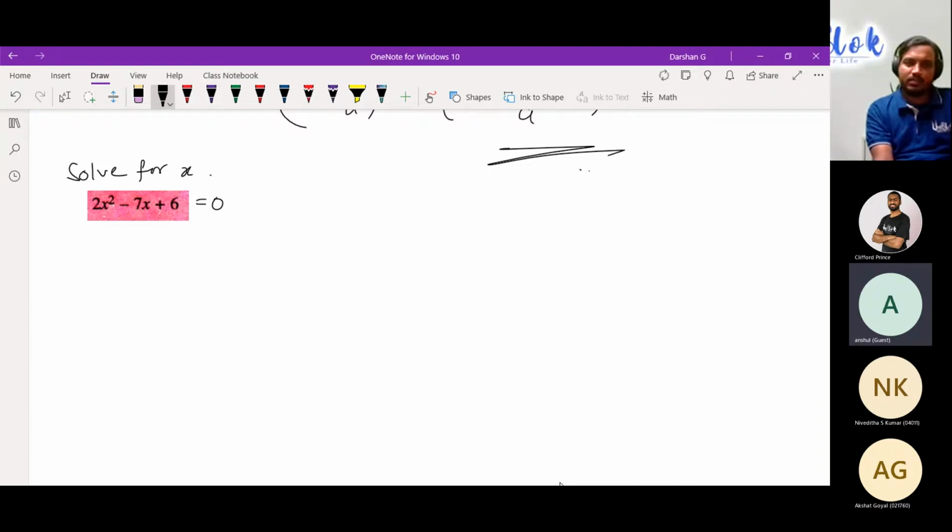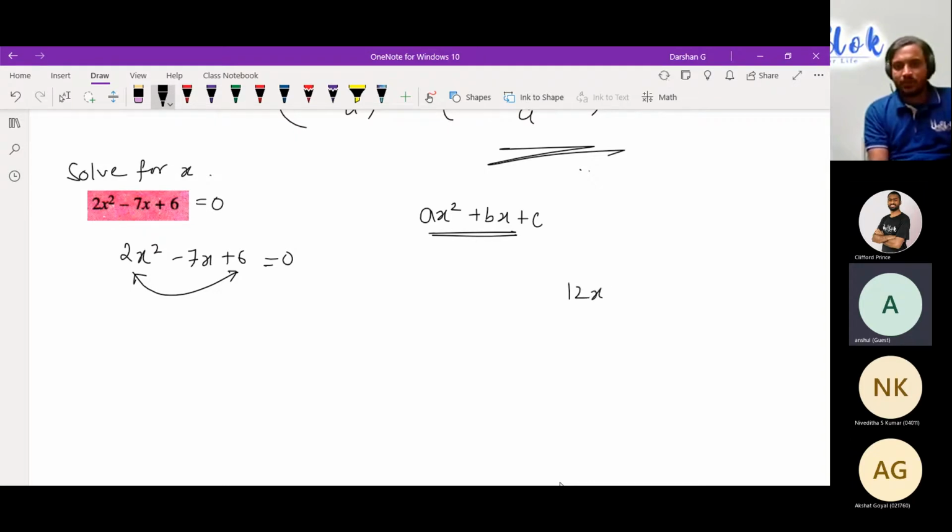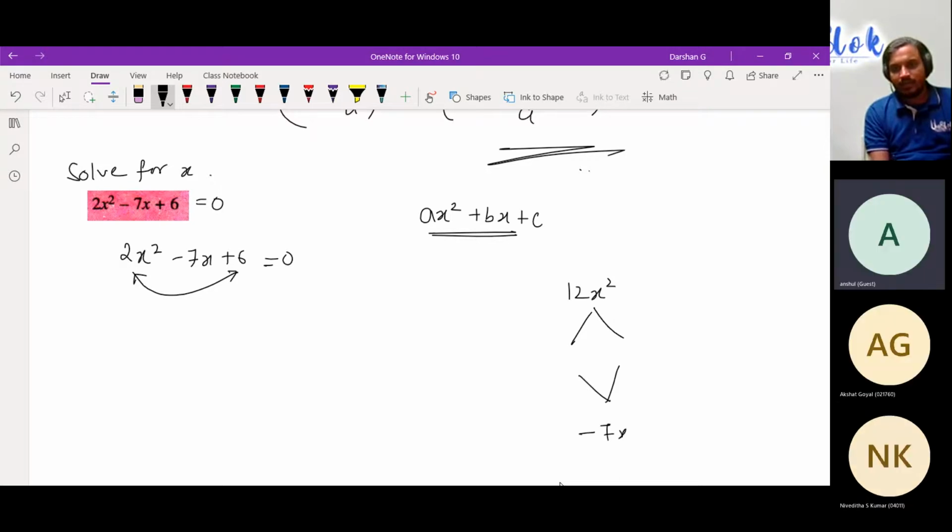Okay, I'll explain in detail so that everybody can understand. Always remember to multiply the two extreme terms when arranged in the format of ax square plus bx plus c. This is important. After that, multiply these two, so you would end up with 12x square. And you have to get minus 7x as your answer.